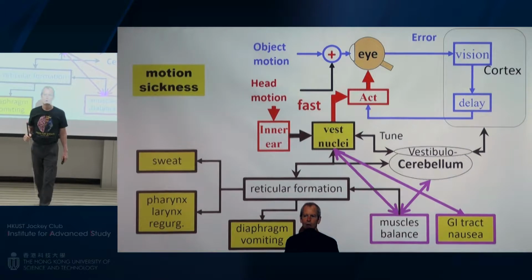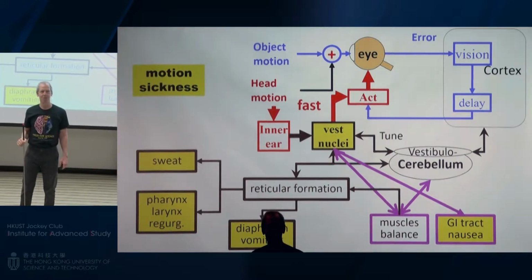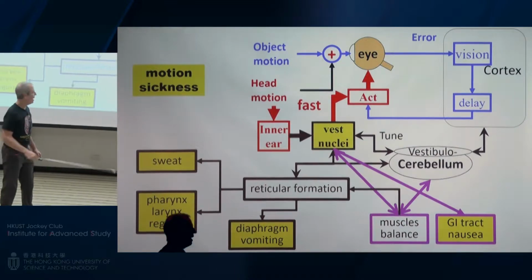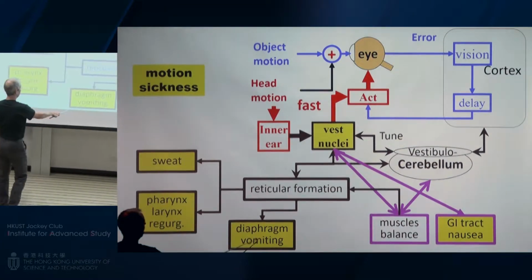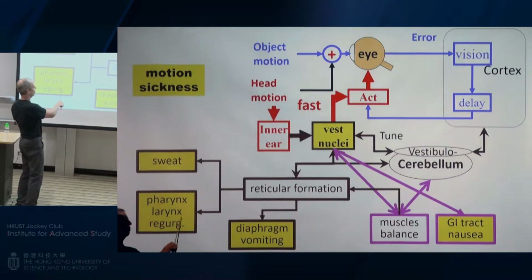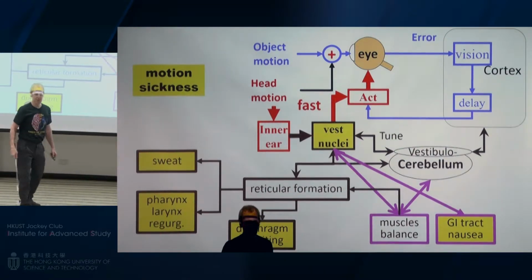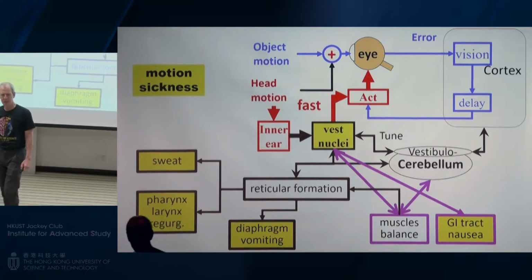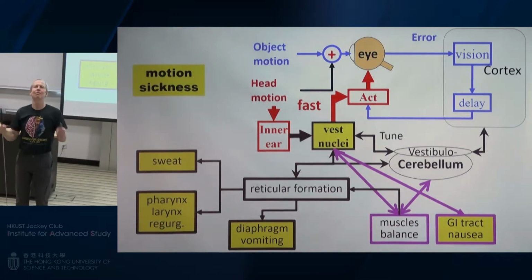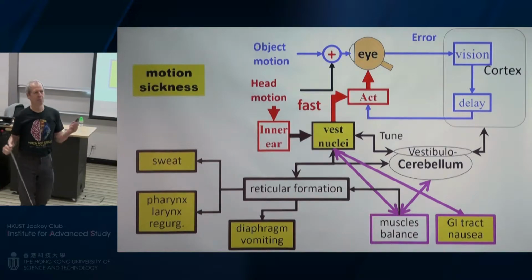So this looks like a really stupid design, right? I mean, why in the world would you wire this up to your diaphragm and vomiting and sweating and larynx regurgitation? Now, muscles and balance, that makes a lot of sense, but all this other stuff makes no sense, because it's just an accident of evolution that it's wired up like this so you get motion sickness.